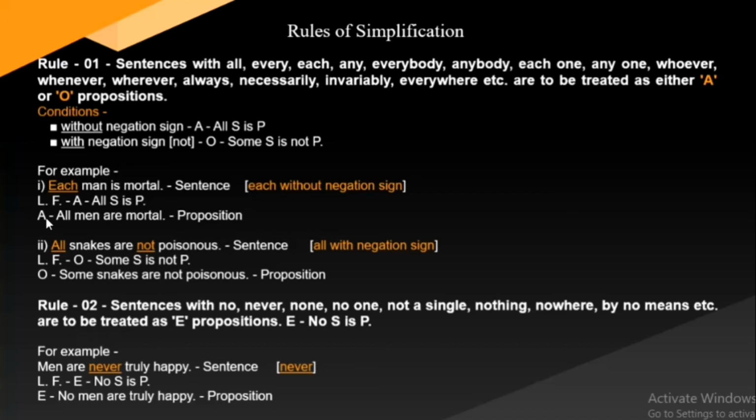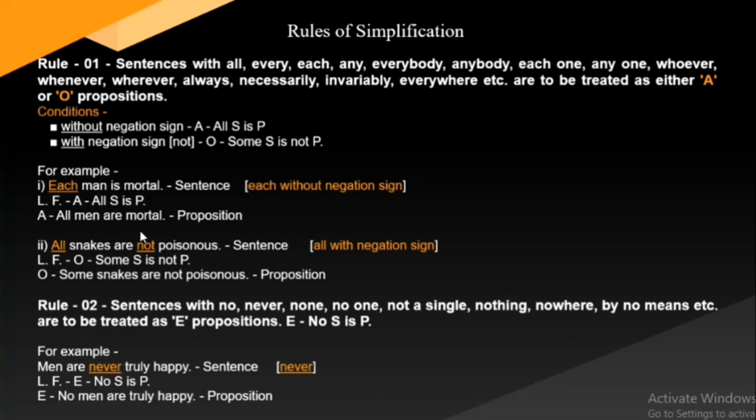A proposition, all men. Each is singular, so a man; all is plural, so men. Subject singular, so verb is; subject plural, so verb are. All men are mortal.